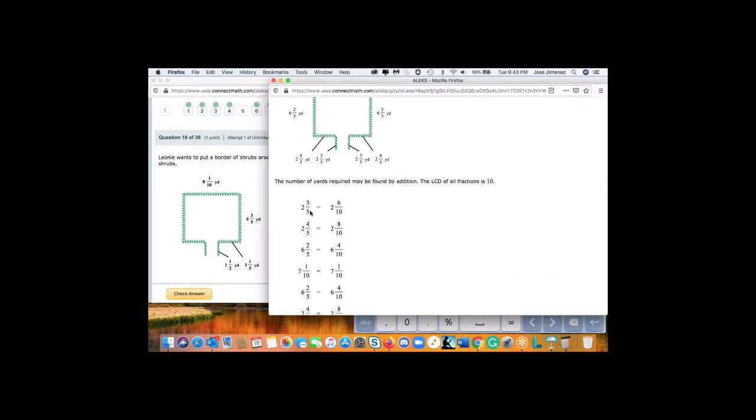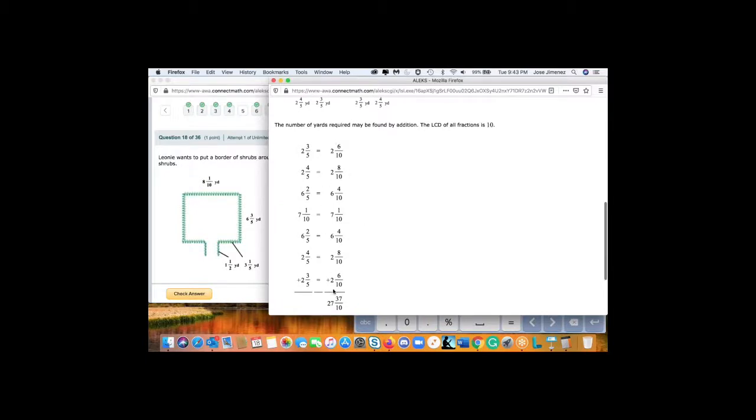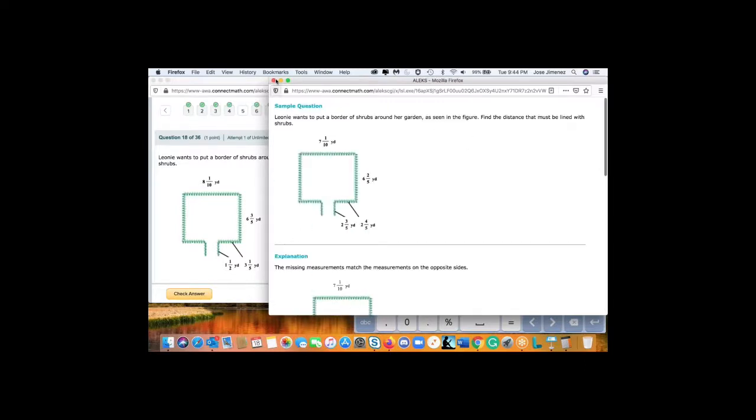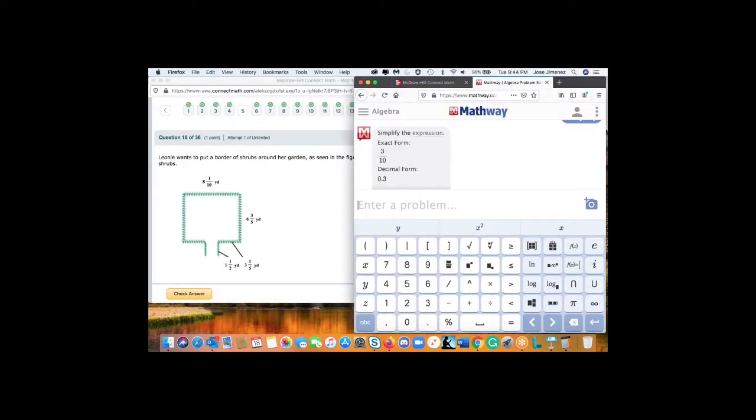You have to change the 3/5 into the same number, 10, on the bottom. So when you do that, then it will be easy to add all these numbers with the fractions. So we have the big number 27, and then we have 3 whole numbers coming from the fractions. We add them with the whole numbers, that's 30, leaving 7/10. That's the way you do it by hand. But let's check another way. The other way is in Mathway.